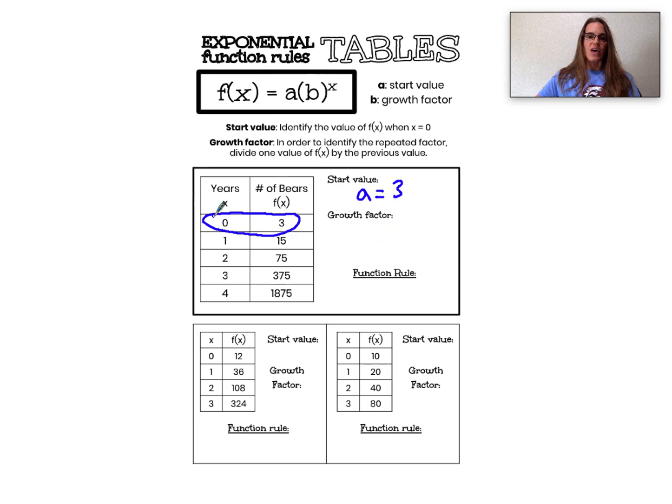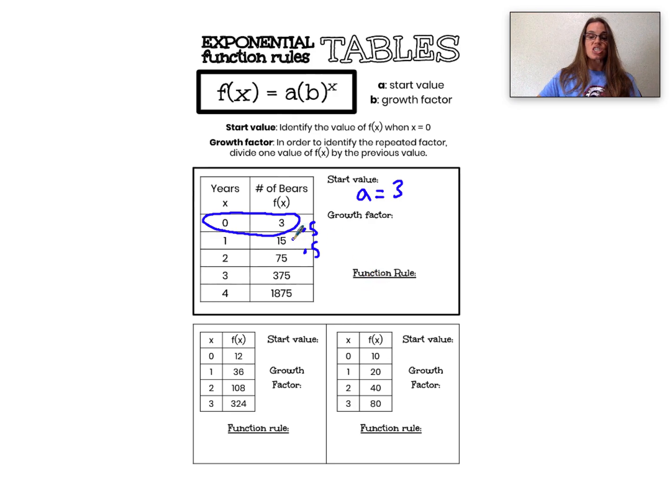Now to find the growth factor, we need to make sure that the table is going up by 1, which it is. Then we need to see what we are multiplying y by to go from one row to the next. Well, I can just eyeball that looking at this first row. What do I multiply 3 by to get 15? Well, I multiply 3 by 5. I even know that to get from 15 to 75, I multiply 15 by 5. My growth factor then is 5.